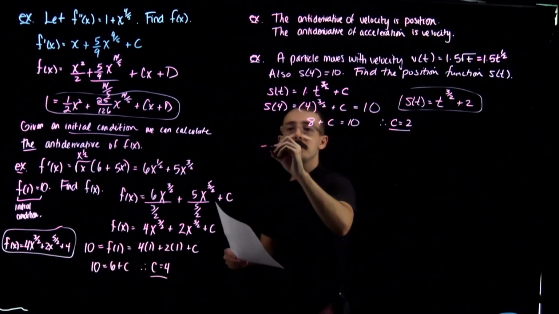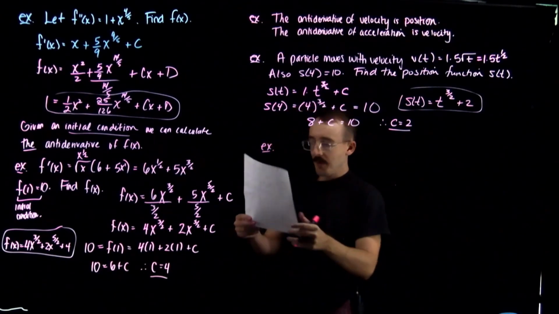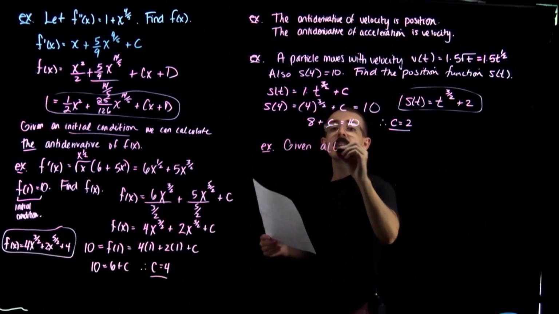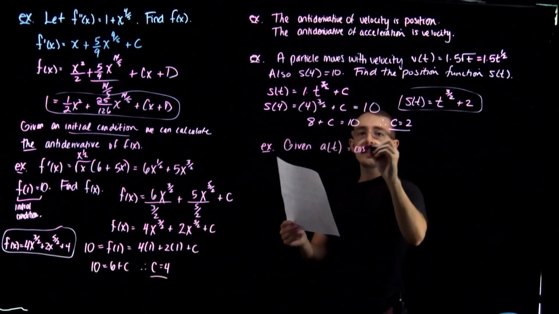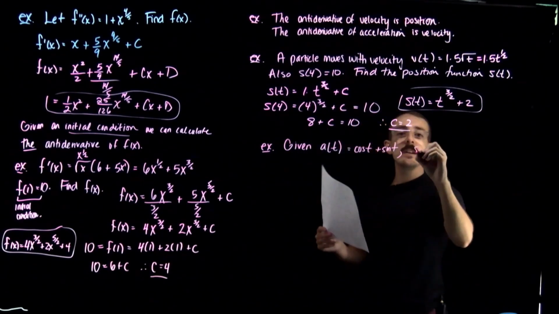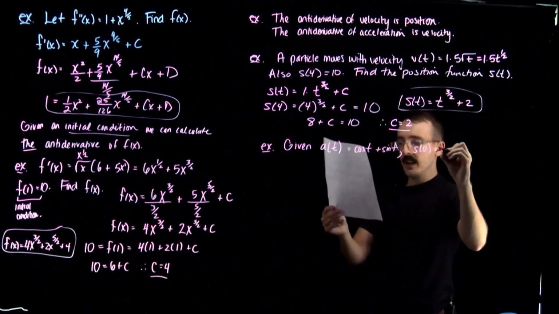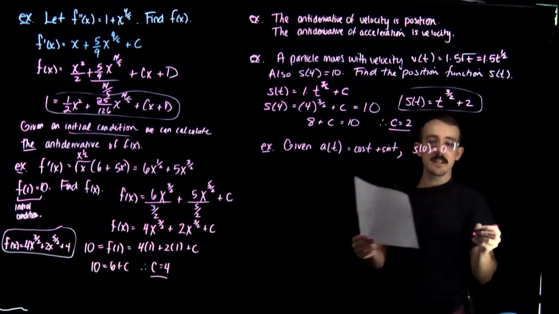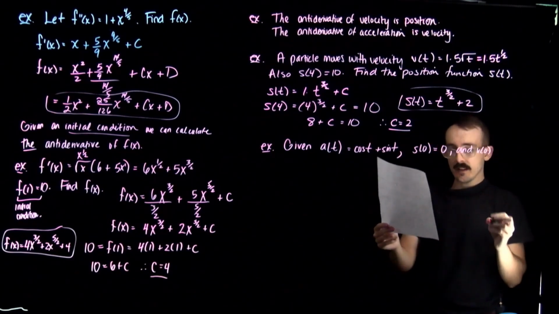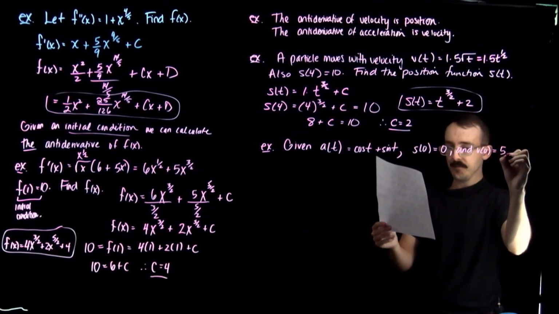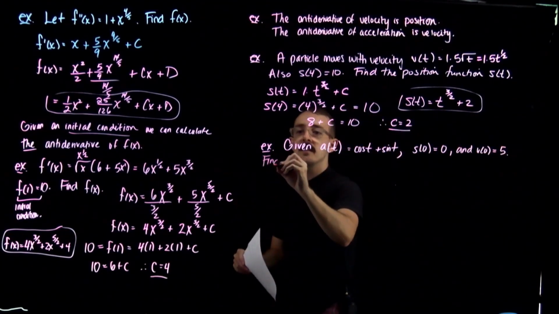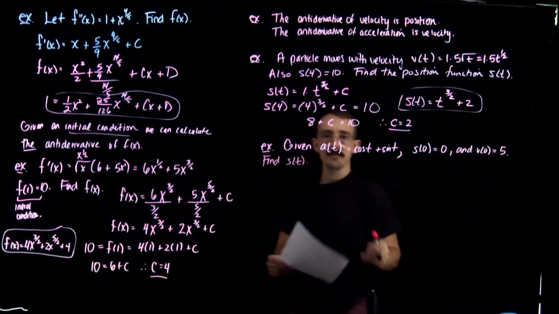All right, and let's do one more example. For this one, we're given that the acceleration is cosine of t plus sine of t. We're given an initial condition for the position: at time 0, it's 0. And we're given another initial condition that the velocity at 0 is 5. The directions are the same for this. We're going to find s of t, the position function.